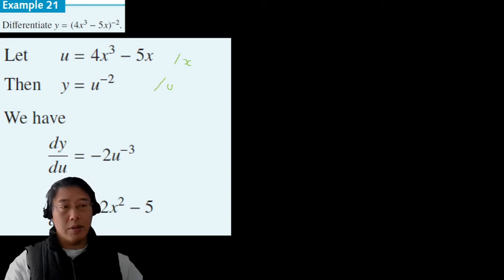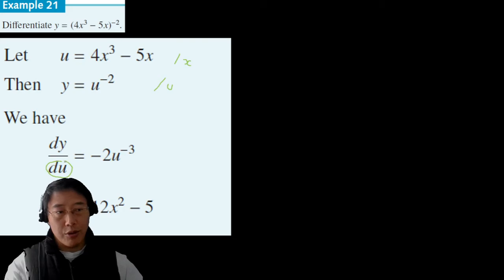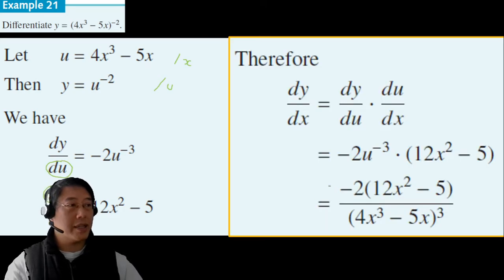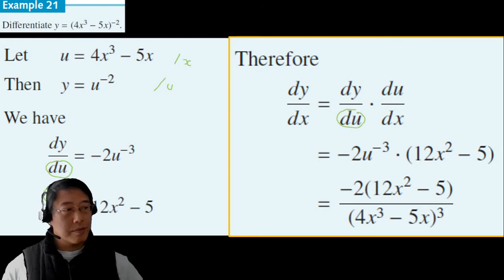Then the product of the two is by introducing du on the denominator and du on the numerator. So on the next slide you have that. So dy over dx, we introduce du. Okay, du over du is 1. Dy over du, coming from the left, is negative 2u to the power of negative 3.